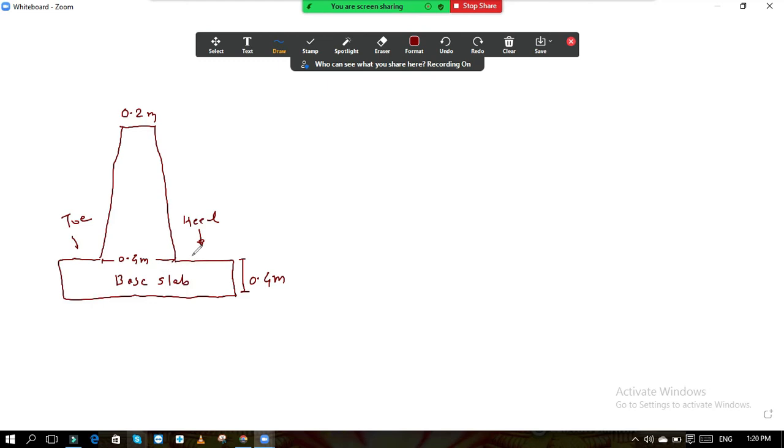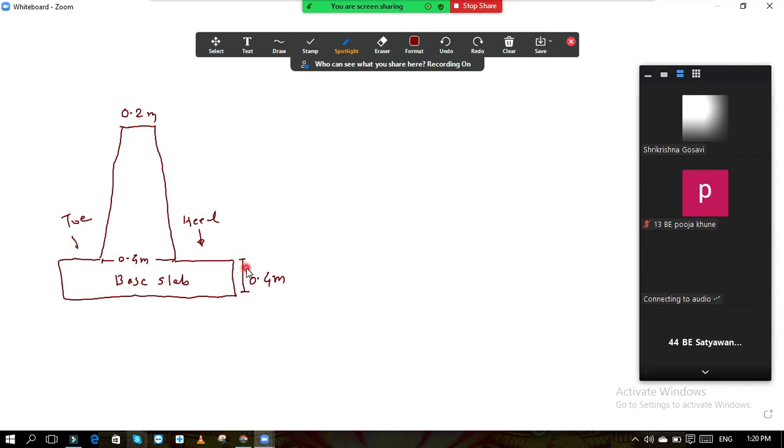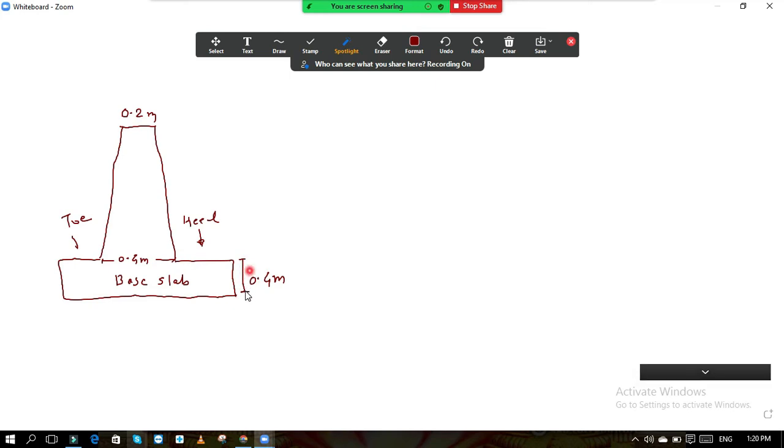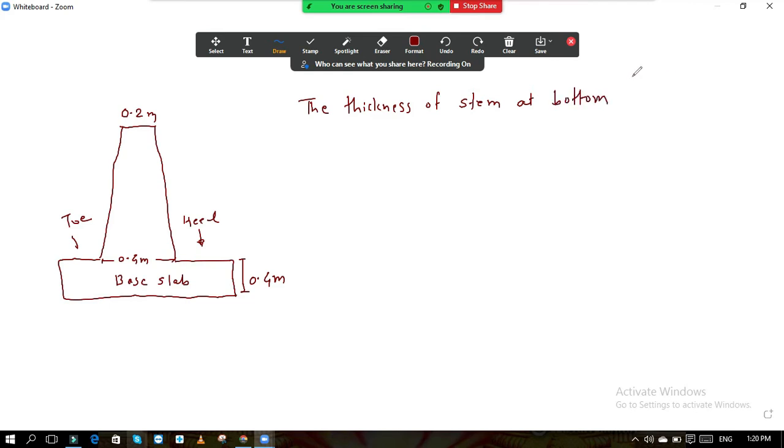Okay, so for the stem, whatever the thickness of the stem, that thickness is provided to the base slab also. Okay, 0.4 meter. So yesterday we designed the stem, and we have provided thickness of stem at bottom equal to 400 mm.